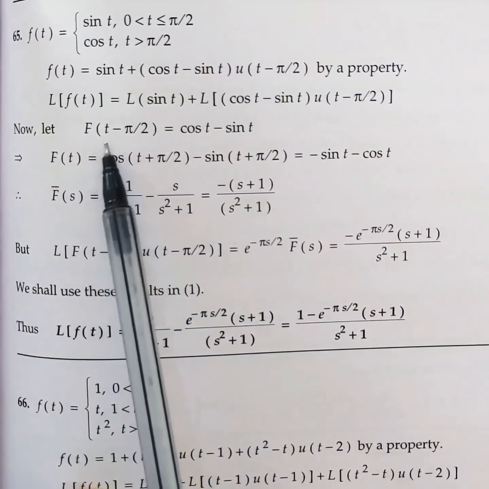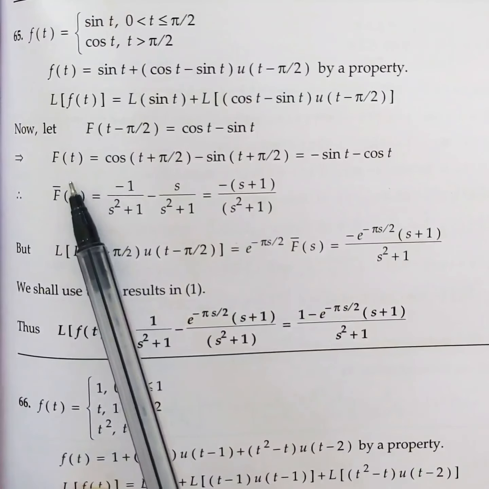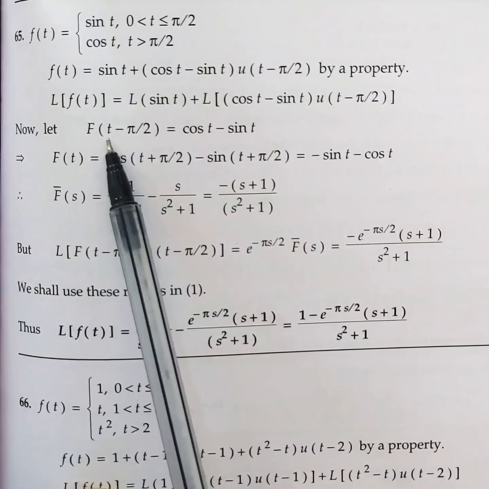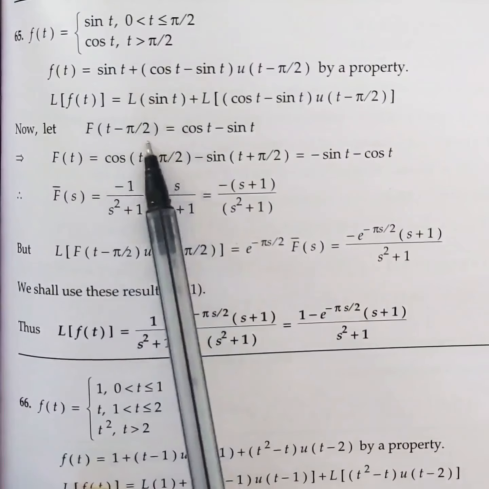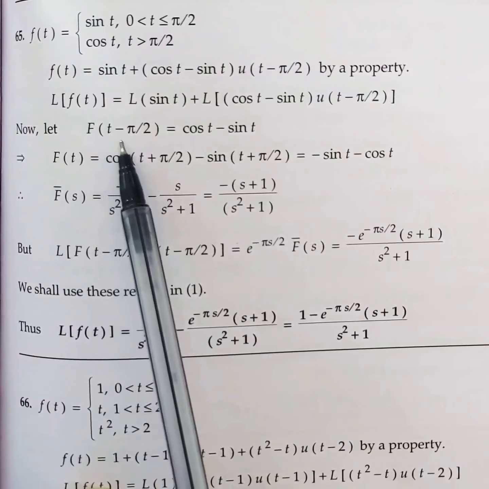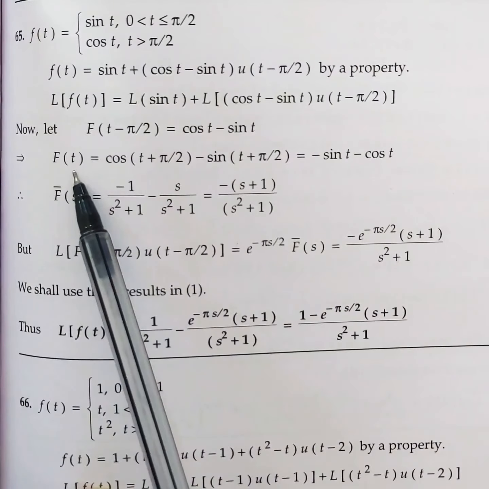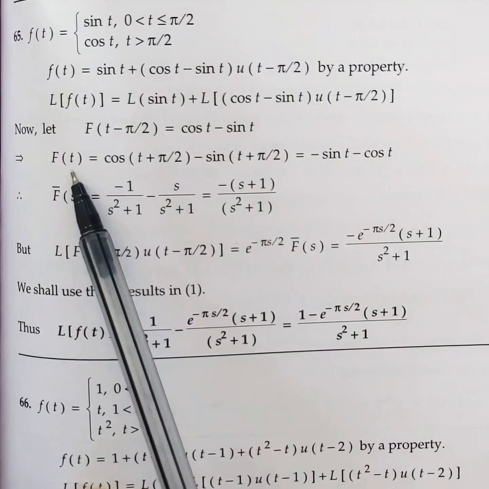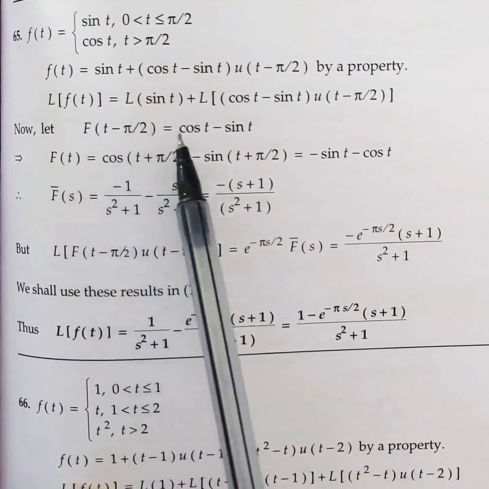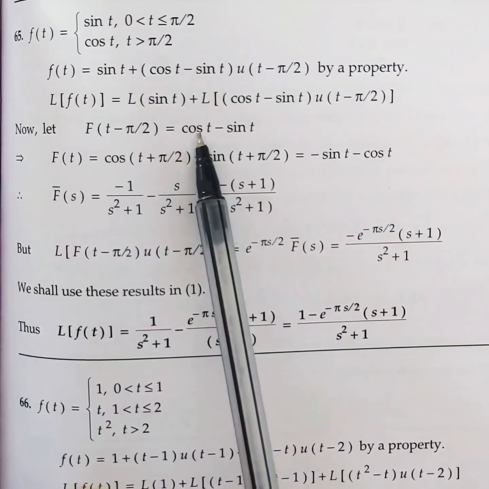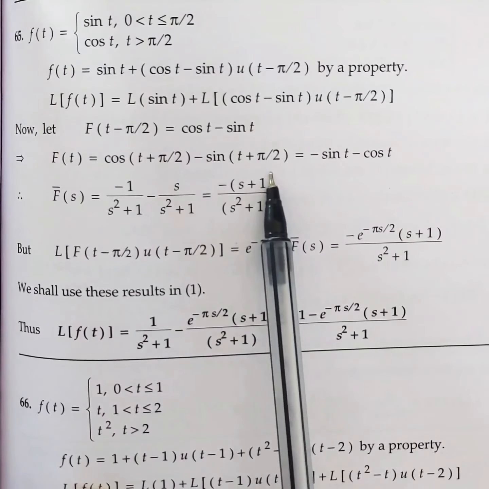So we have written what is f of t minus pi by 2. So what we want actually is f of t. So in the place of t, what should I substitute to get only t? I will write t plus pi by 2 minus pi by 2, so this and this will get cancelled, and I will get f of t. So wherever t is there, replace it by t plus pi by 2. So the right hand side will become cos of t plus pi by 2 minus sin of t plus pi by 2. That is what we have written.